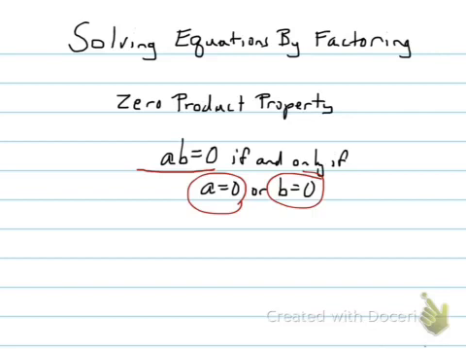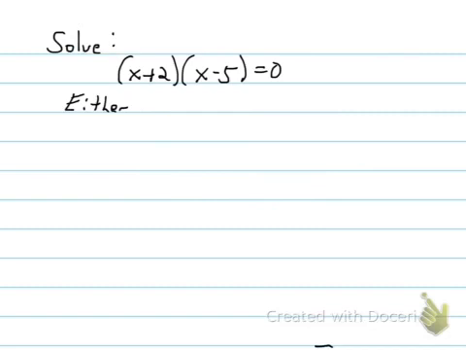Okay, so keeping that in mind, when we look at this and it asks us to solve it, and we see that it is set equal to 0, then that means either x plus 2 would have to equal 0, or x minus 5 has to equal 0, because those are the two factors. You have x plus 2 times x minus 5. So one of those groups of parentheses has to equal 0. So set them both equal to 0 and solve.